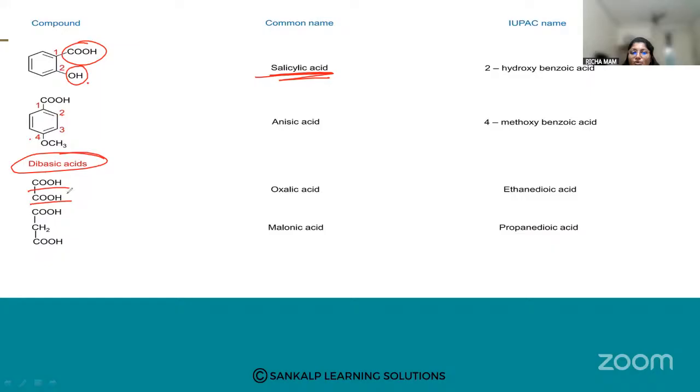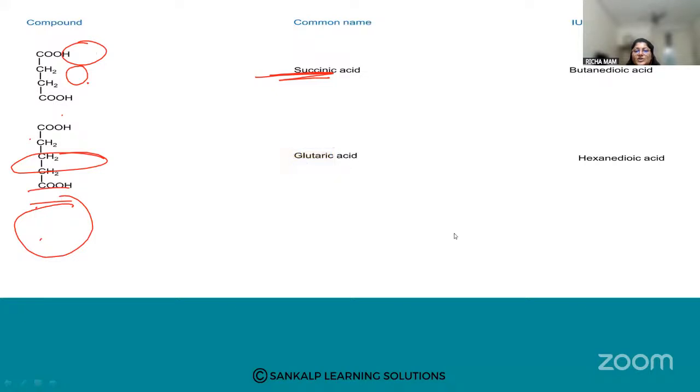So 1, 2. It is ethane dioic acid. Two carbons, so ethane dioic acid, and the common name is oxalic acid. And this is malonic acid, the common name, and it is propane 1, 3 dioic acid. So these are the names of your carboxylic acids.